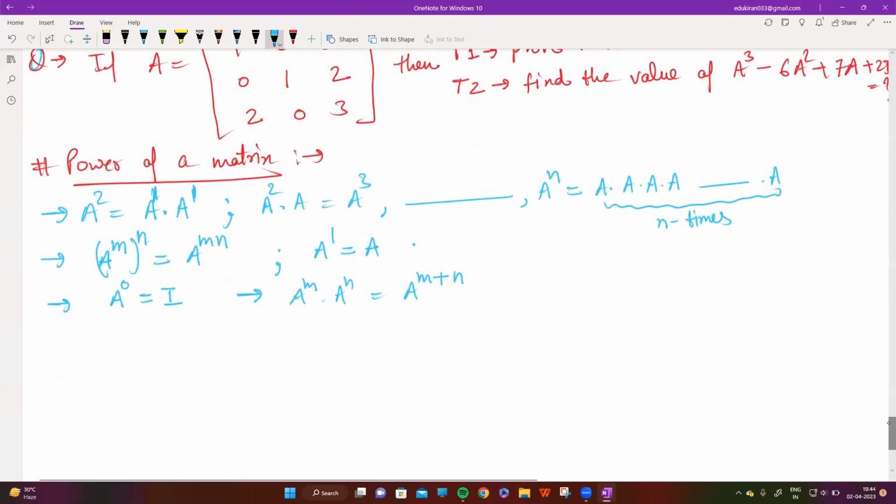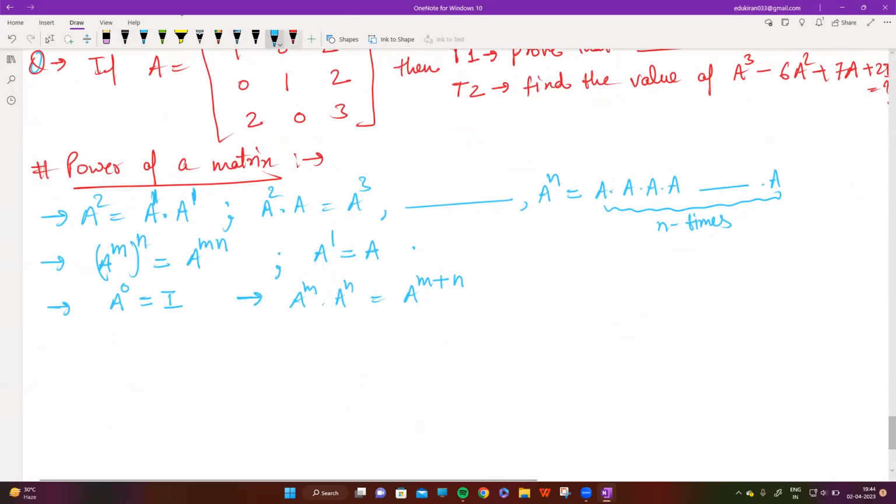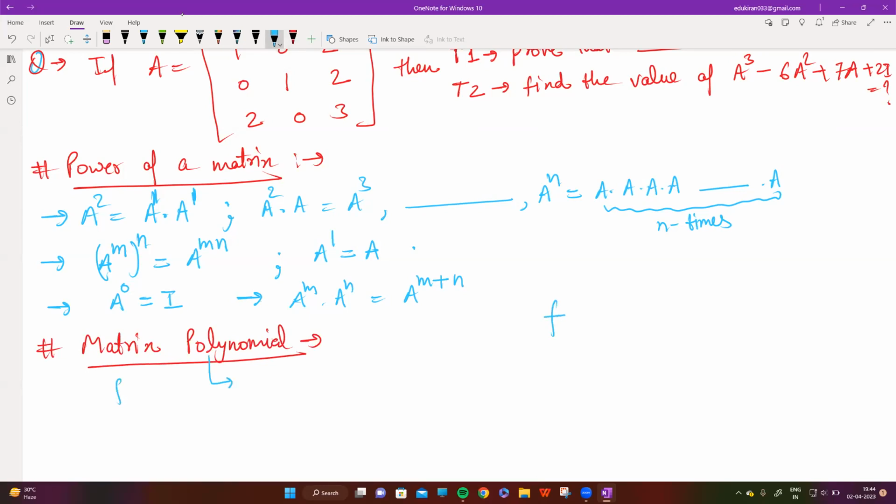And just one more thing, you have already heard about this term, polynomial. So polynomials are those expressions in which the power of the variable is always a whole number. For example, if I write a polynomial, its general form can be f(x), where f(x) is the name of the polynomial, right?